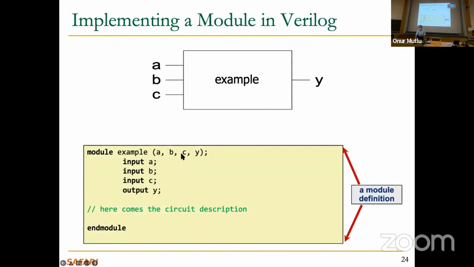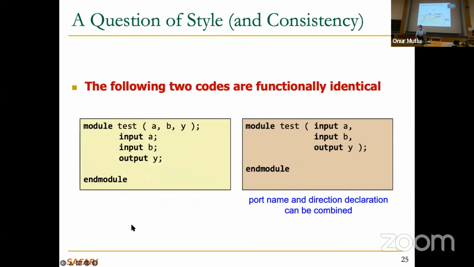You can see every module looks like this. You can specify inputs and outputs this way. And you need to name the module. The circuit description comes here. And we're going to see many examples of circuit description in this course. And then you need to end with endmodule. Okay, I think these are obvious, so I'll go through this relatively quickly.